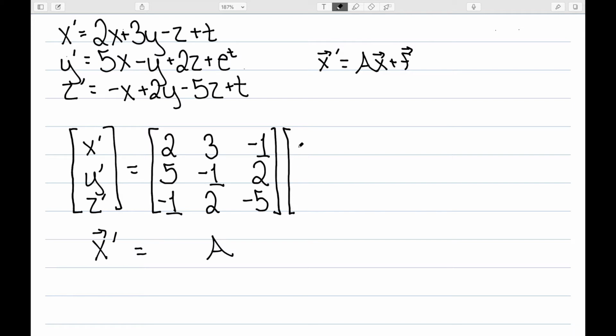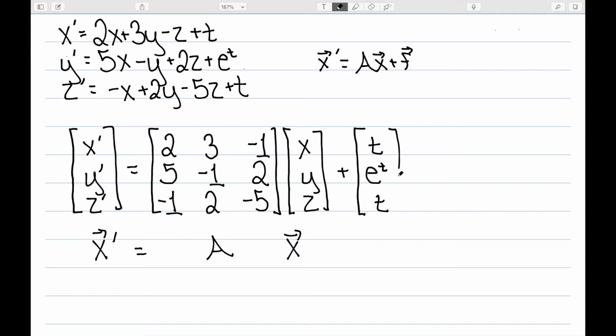Next, we have the vector x, which is our vector of unknowns, the things we're looking for, x, y, z in this case. So that would be our vector x. And then we need to add our vector f at the end, which comes from the extra things we add that only have a t in them. T, e to the t, and t. So this would be our plus f. So we've now written this in normal form.